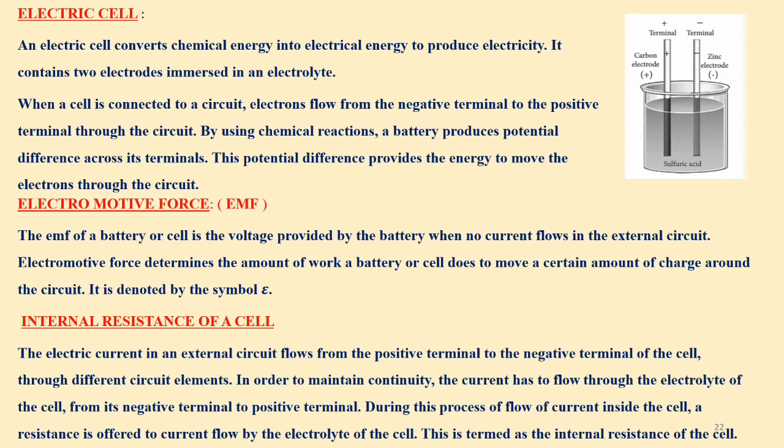Number 2, electromotive force, shortly EMF. The EMF of a battery or cell is the voltage provided by the battery when no current flows in the external circuit. Electromotive force determines the amount of work a battery or cell does to move a certain amount of charge around the circuit. It is denoted by the symbol epsilon, sometimes capital E.